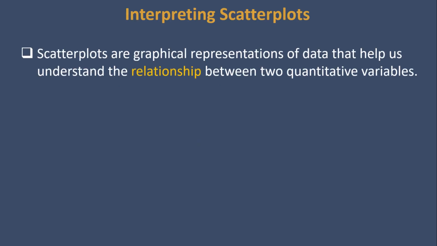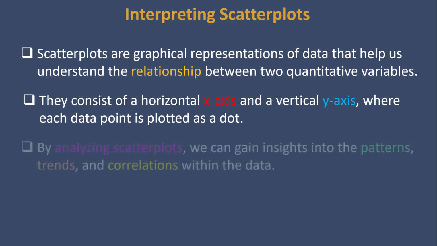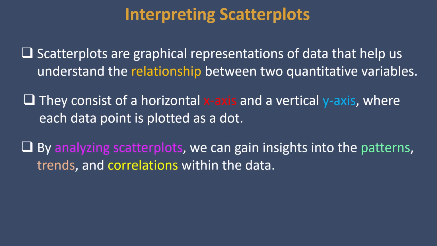Scatterplots are graphical representations of data that help us understand the relationship between two quantitative variables. They consist of a horizontal x-axis and a vertical y-axis, where each data point is plotted as a dot. By analyzing scatterplots, we can gain insights into the patterns, trends, and correlation within the data.